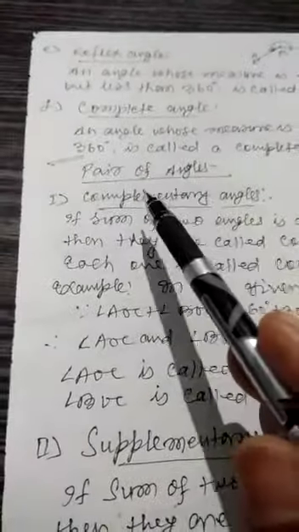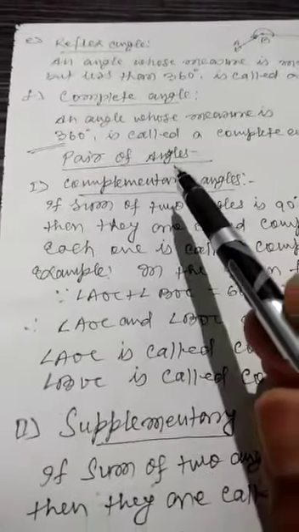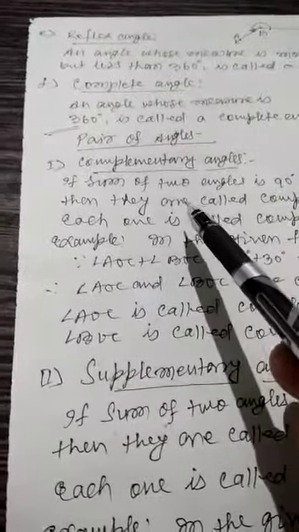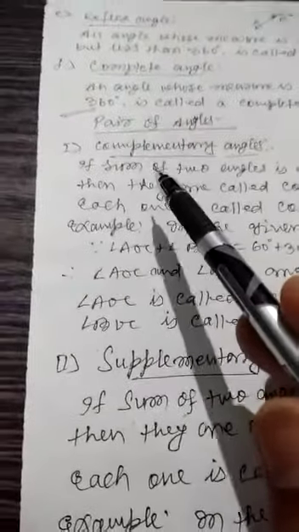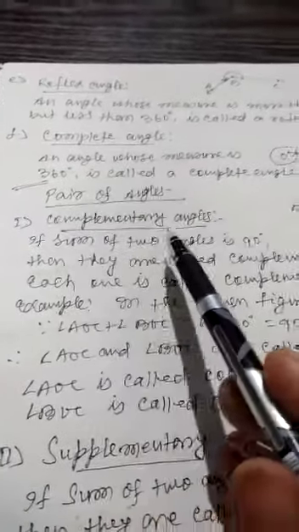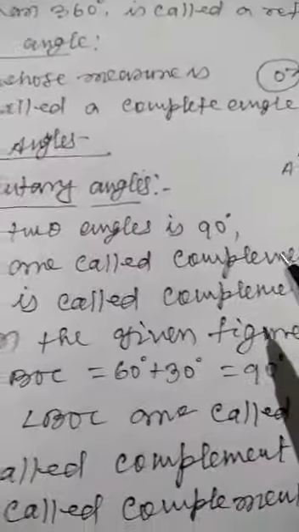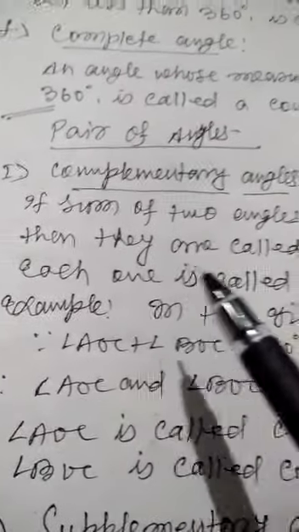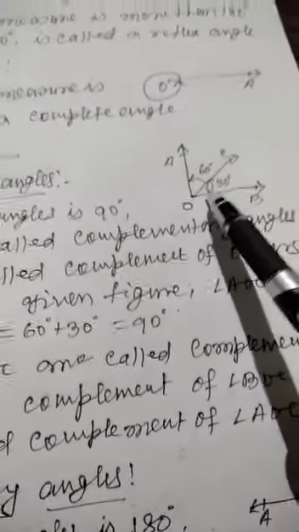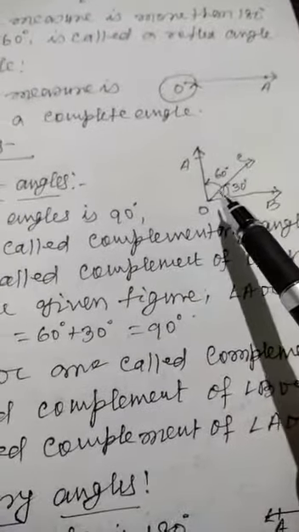Now we have some pairs of angles. One by one I would like to explain them. See, first, complementary angles. If the sum of two angles is 90 degree, then they are called complementary angles. In the figure, you can justify the definition.